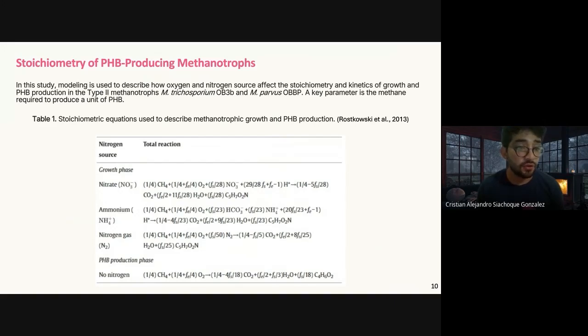But for the production PHB phase, there is no nitrogen as a resource, and there is a change in the biomass, because the growth phase biomass is different from the biomass in the production PHB phase. Next.